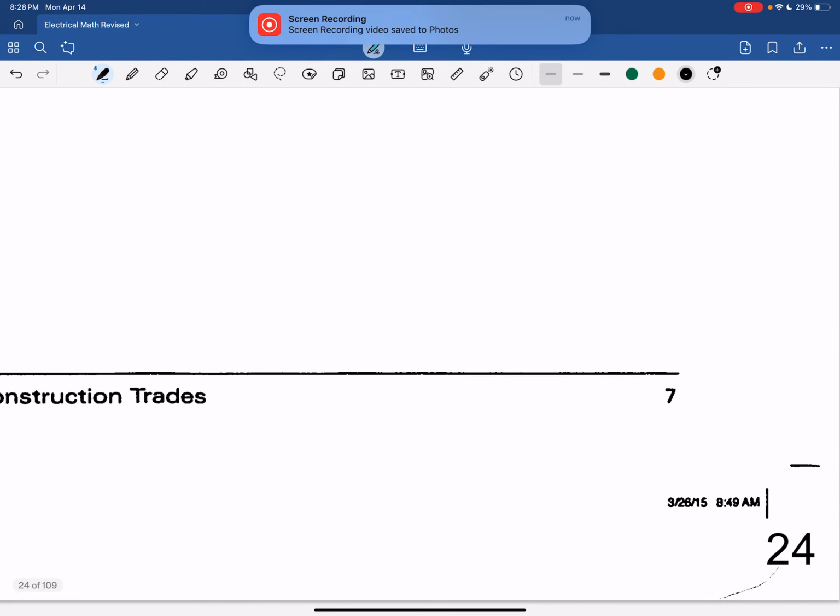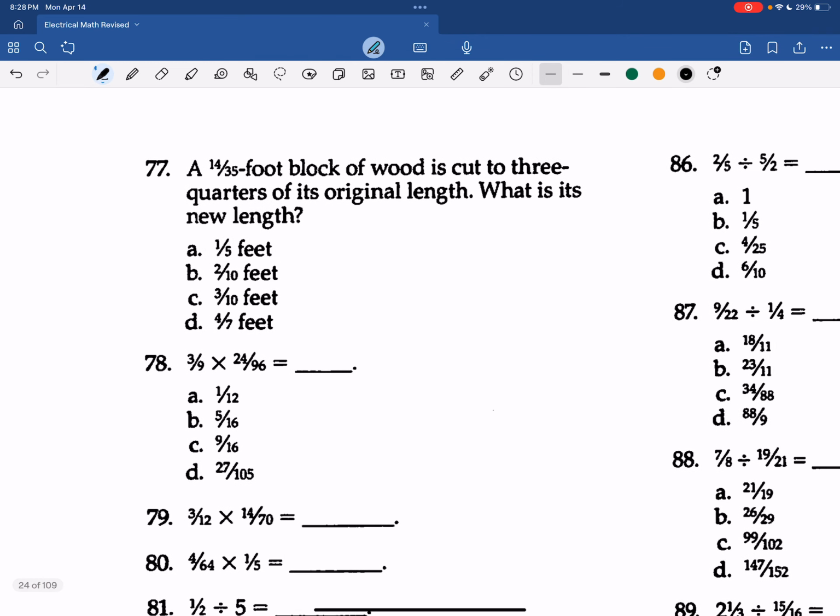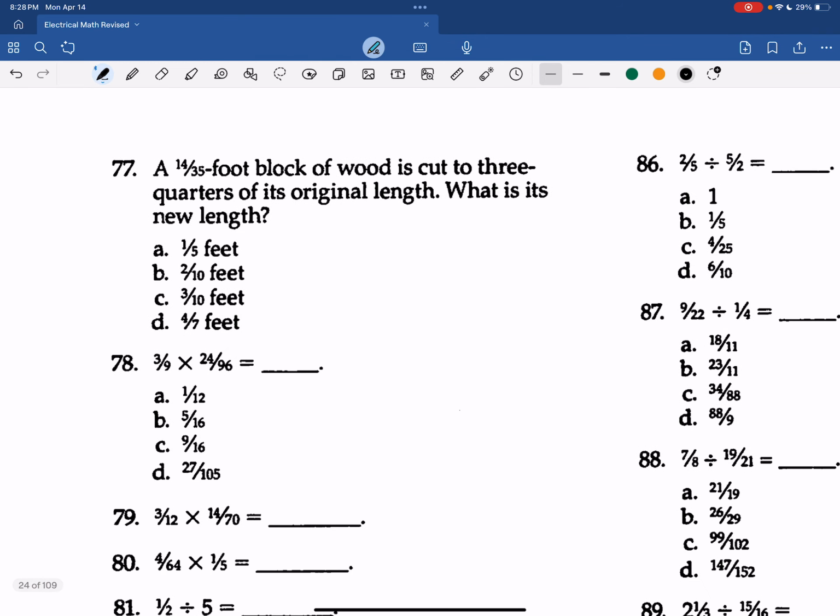Page 24. A 14/35 foot block of wood is cut to 3/4 of its original length. That's 3/4 of 14/35, and "of" means multiply.